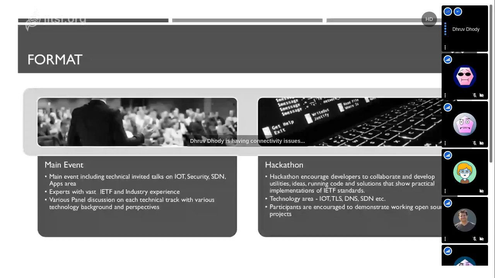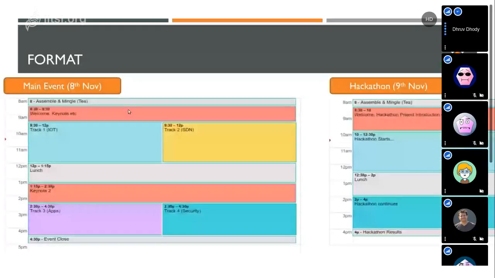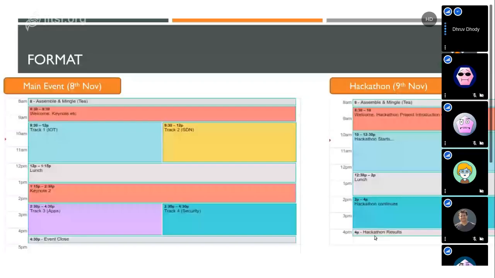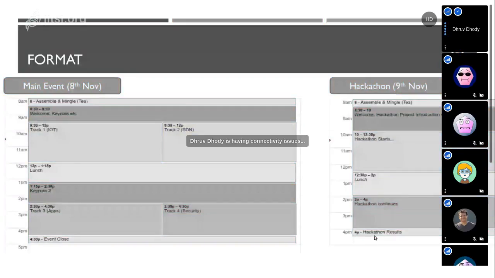So this is the overall format: we'll start early, and we'll try to finish early. We will have 2 keynotes and 4 tracks. 2 of the tracks will go on in parallel. So this will be for our day 1. And the next day, which is the hackathon, again we'll start early and we'll hack the whole day. We'll have an introduction and finally hackathon results, where people will present what kind of work they have done on the day. So the tracks, we talked about it: IoT, SDN, applications, and security.